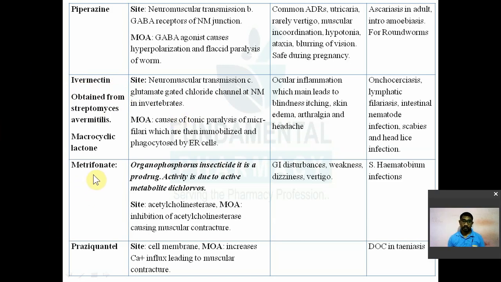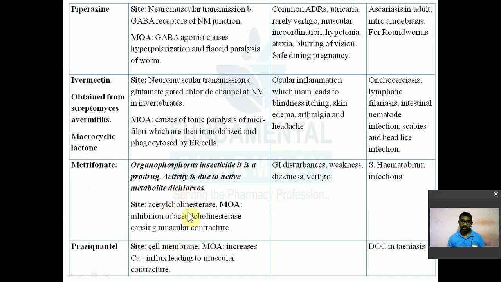Then metrifonate is another drug. Actually it is an organophosphorus, or it is a pesticide, metrifonate. So organophosphorus insecticide, it is an insecticide. Organophosphorus insecticide, it is a prodrug. It is converted into active metabolite in the body, that is dichlorvos. So metrifonate is converted into dichlorvos. Remember, dichlorvos is the active metabolite of metrifonate, and the activity is due to this dichlorvos.